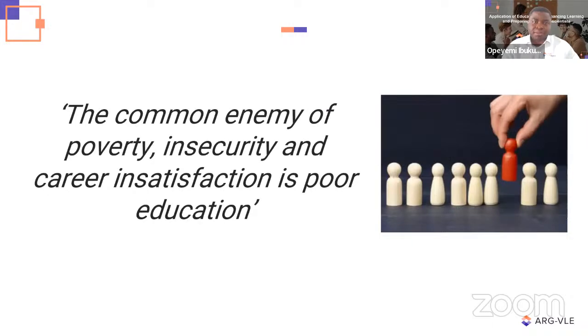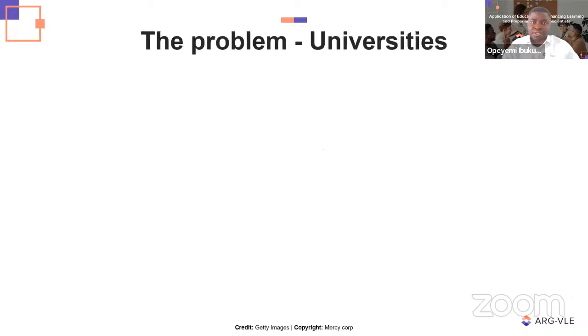So what's the common enemy? The common enemy we're dealing with is poverty, insecurity, and career dissatisfaction. I think that's the bane in Nigeria. I think every one of us can relate to this. And the cause of that is poor education, and that needs to be solved. You might be asking, okay, that's the overview, the global problem, the major problem.